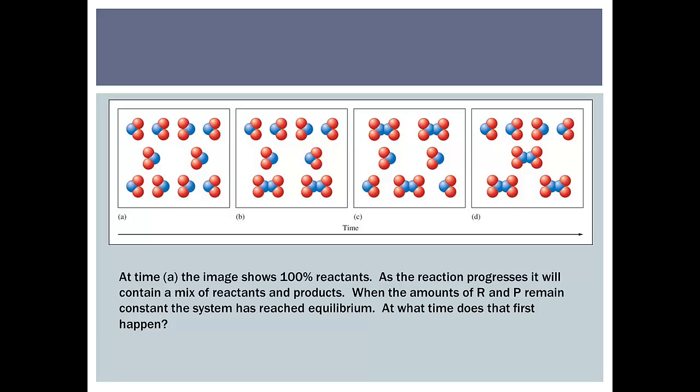So at time A, the image shows 100% reactants. As the reaction progresses, it will contain a mix of reactants and products. When the amounts of reactants and products remain constant, the system has reached equilibrium. At what time does that first happen?